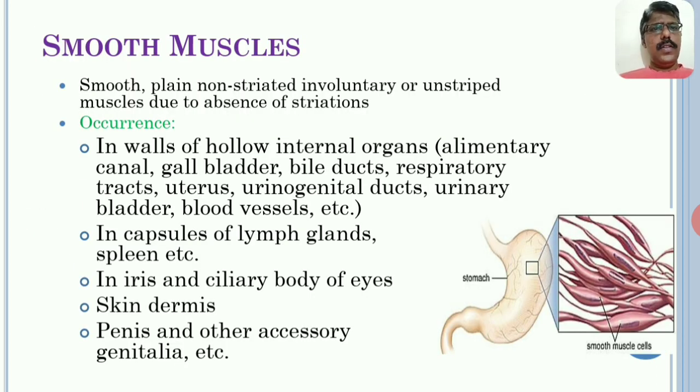Smooth muscles: smooth, plain, non-striated, involuntary or unstriped muscles due to absence of striations. Occurrence of smooth muscles: in walls of hollow internal organs, that is alimentary canal, gallbladder, bile ducts, respiratory tracts, uterus, urinogenital ducts, urinary bladder, and blood vessels, etc. In capsules of lymph glands, spleen, etc. In iris and ciliary body of eyes, skin dermis, penis and other accessory genitalia, etc.